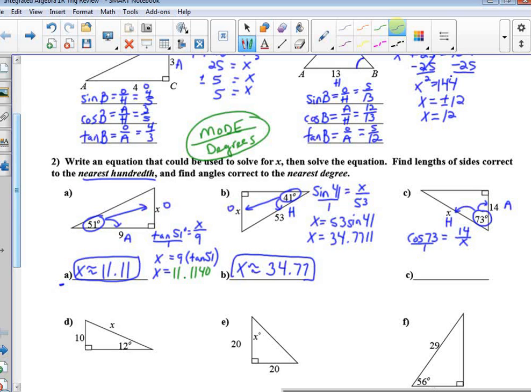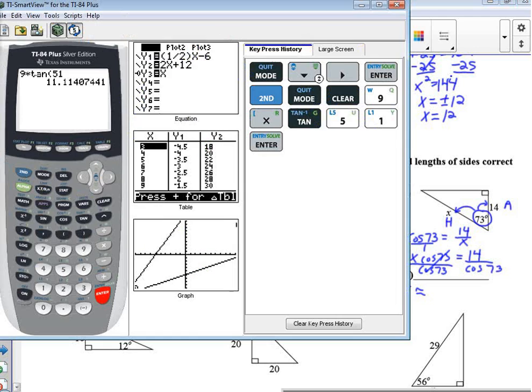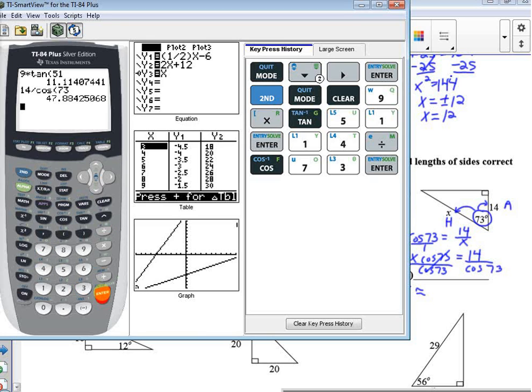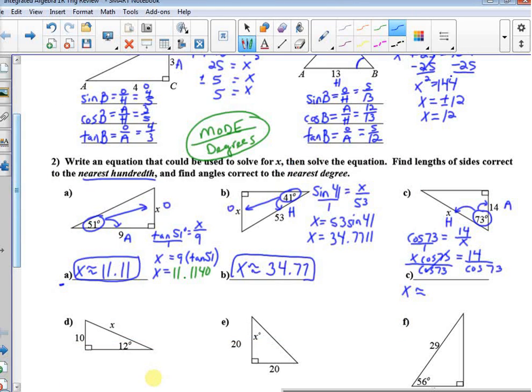Now when we cross multiply this, we get x cosine 73 equals 1 times 14, or just 14. So this is different. So now we have to divide both sides by cos 73. So x is approximately equal to 14 divided by cos 73. And I get 47.8842. So 47.884 would be 47.88 to the nearest hundredth.